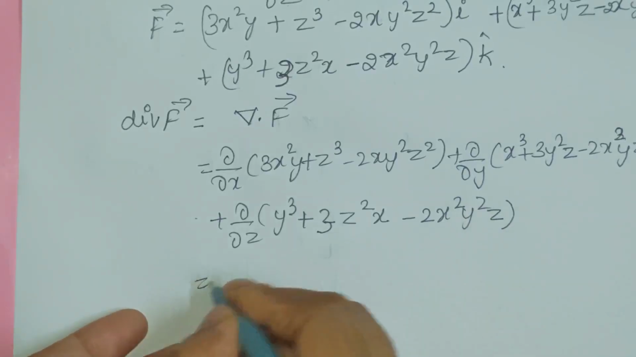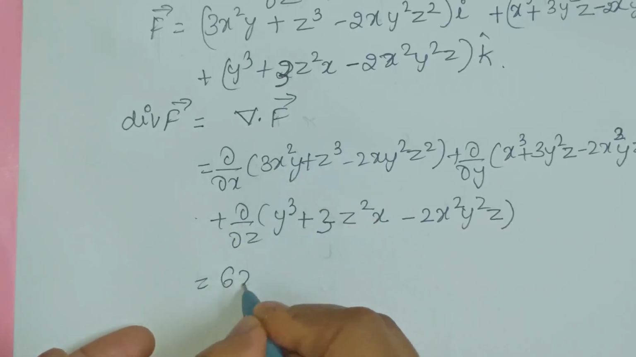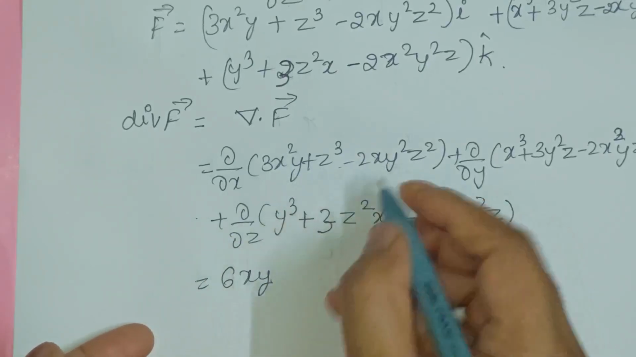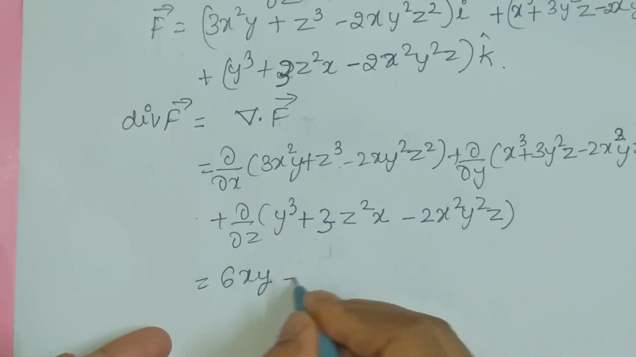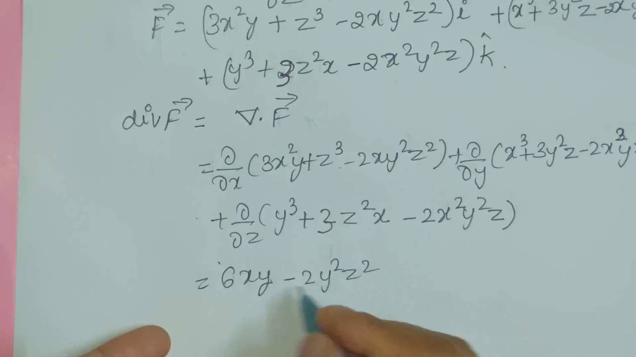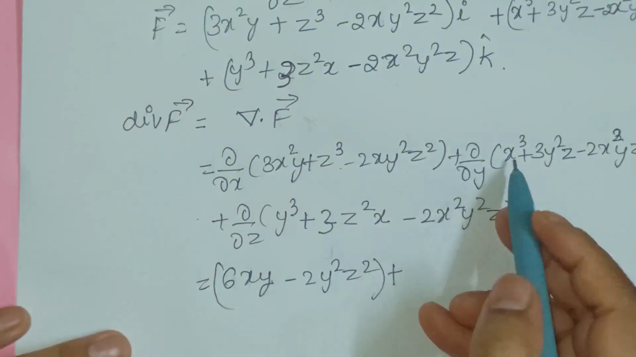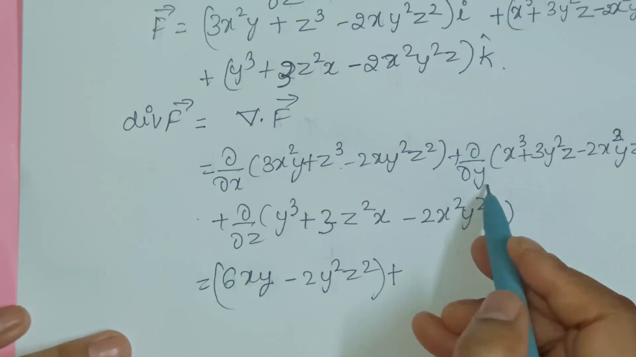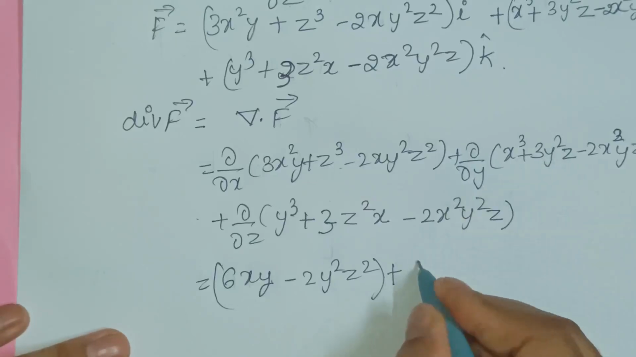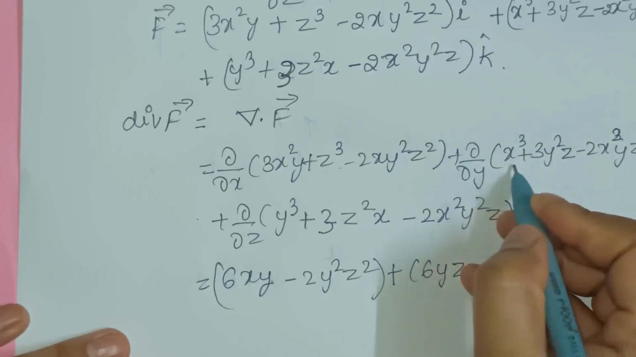Now partially differentiating with respect to x, it is going to be 6xy, no x here, we have x, so this is simply going to be 2y square z square, right? Plus this one, partial differentiation with respect to y, so 3 2s are 6yz, x cube is going to be 0.